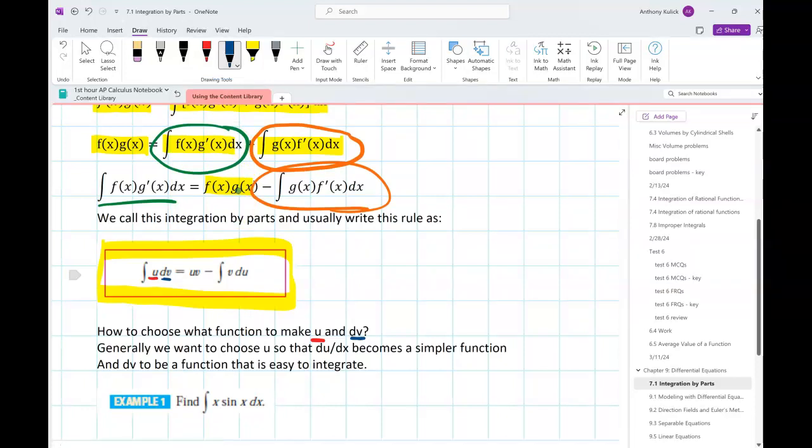Generally, the way we choose is we want to pick u so that when we take the derivative of u, we get a simpler function. We want to pick the dv so that when we go to integrate, that's an easy integral to do. From here on out, we're just going to do examples now. This is the whole idea.